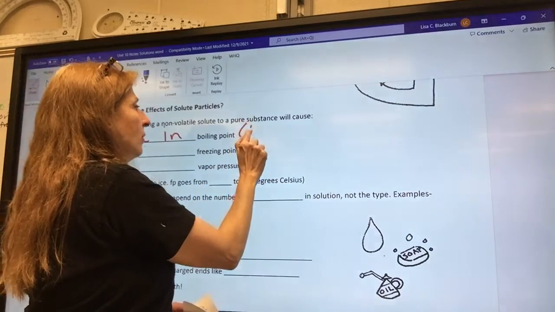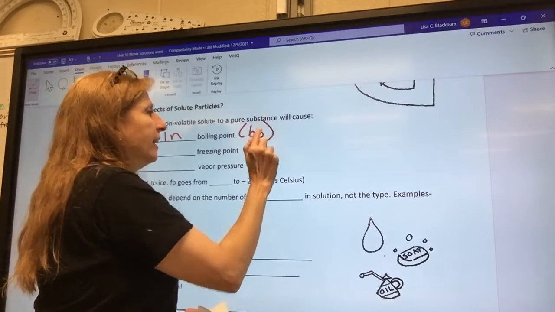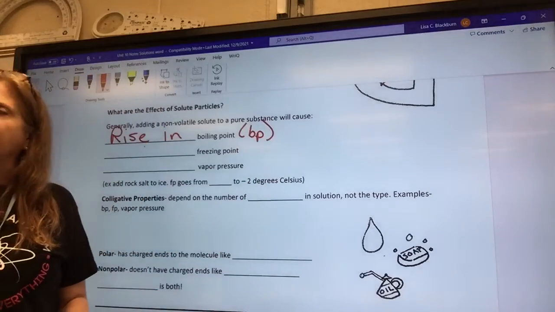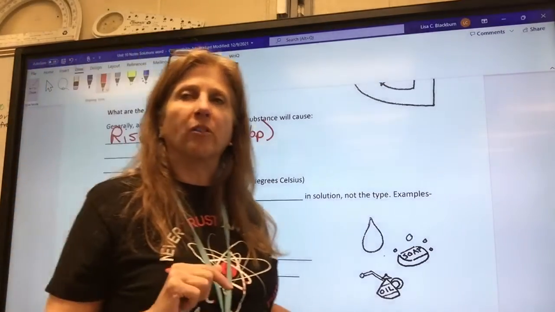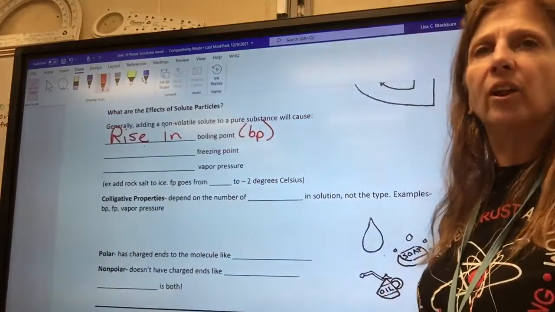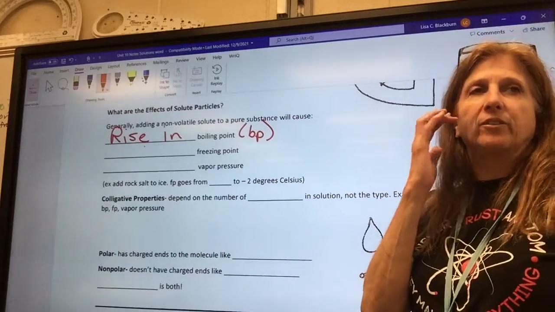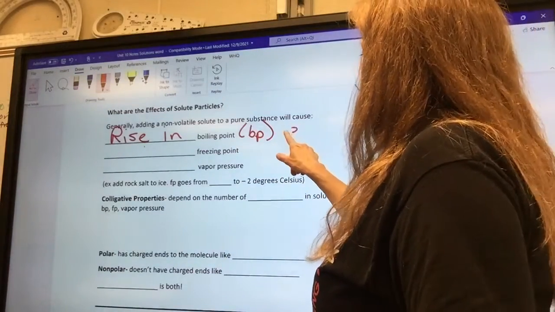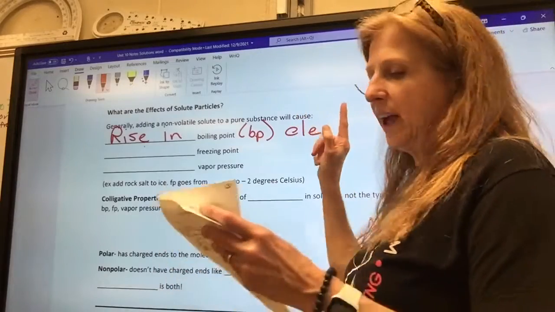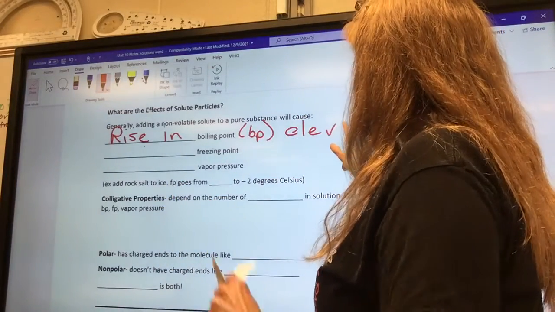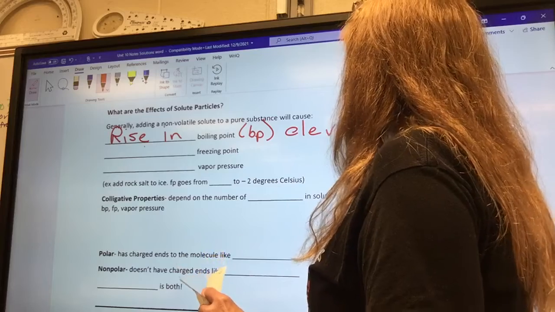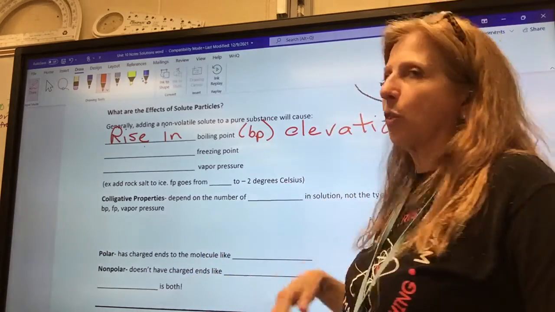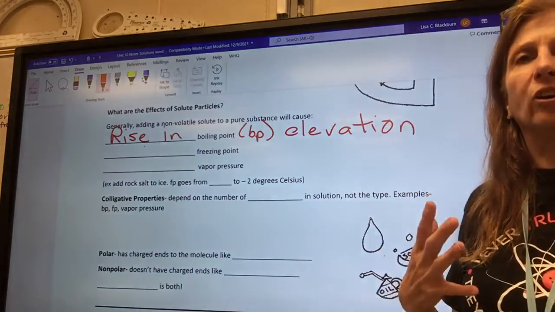Boiling point symbol is BP. Now in science, we always like fancy words. It makes us sound smarter than we are. So we don't call it rise in boiling point. That's too normal. We call it elevation. If you add salt to water, it causes the temperature that the water boils at to be higher.